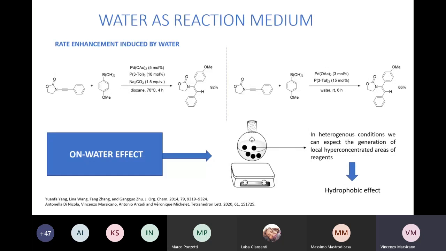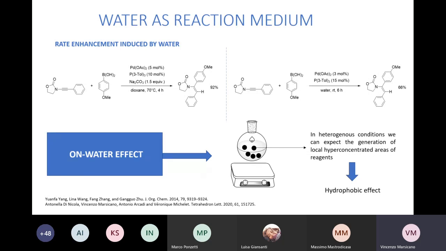Because of this aggregation, we can find in our reaction mixture areas of hyperconcentration, areas in which the concentration of our reagent is very, very high. And as you may remember from general chemistry, the rate of a reaction is a function of the concentration of reagent. So being able to create areas of high concentration is probably the reason why we are able to improve the rate of our reactions so dramatically. And in my opinion, this is the most important advantage of using water as a solvent, because it enables us to perform the reaction even at room temperature in a short amount of time.